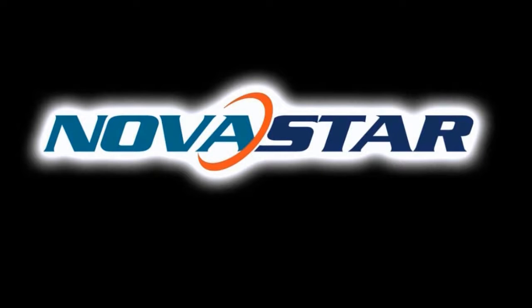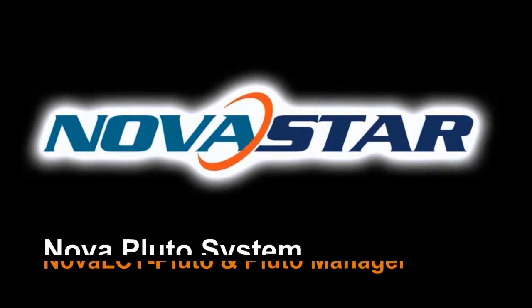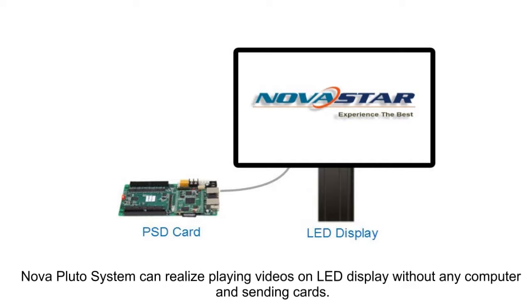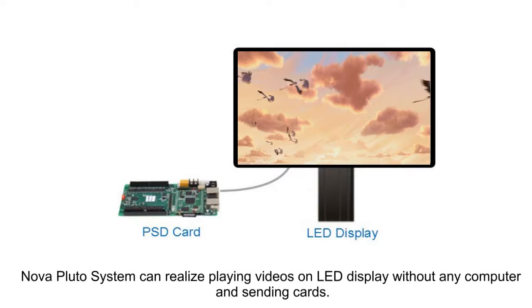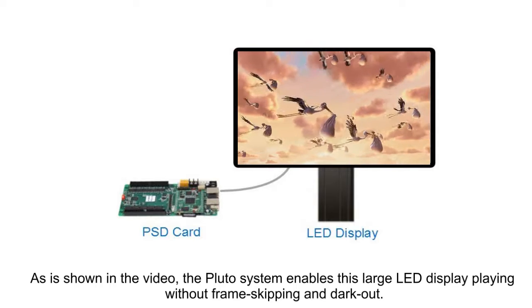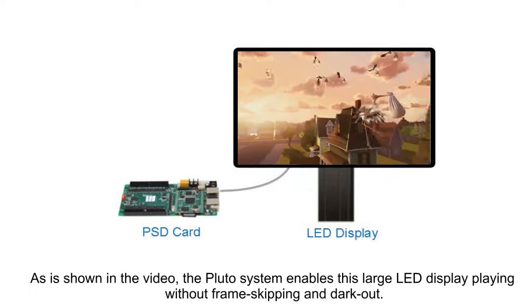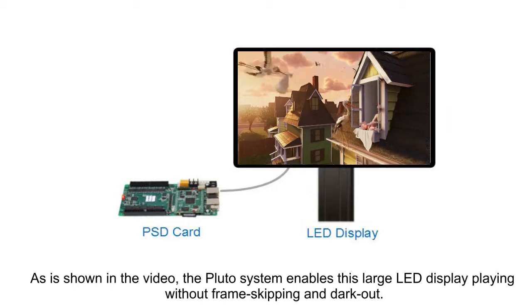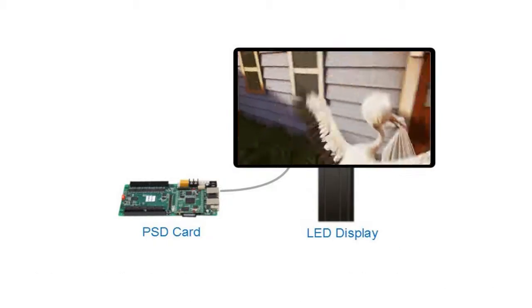This video is mainly for demonstrating Nova Pluto system, which means asynchronous system. Nova Pluto system can realize playing videos on LED display without any computer and sending cards. As is shown in the video, the Pluto system enables its large LED display playing without frame skipping and dark-out.